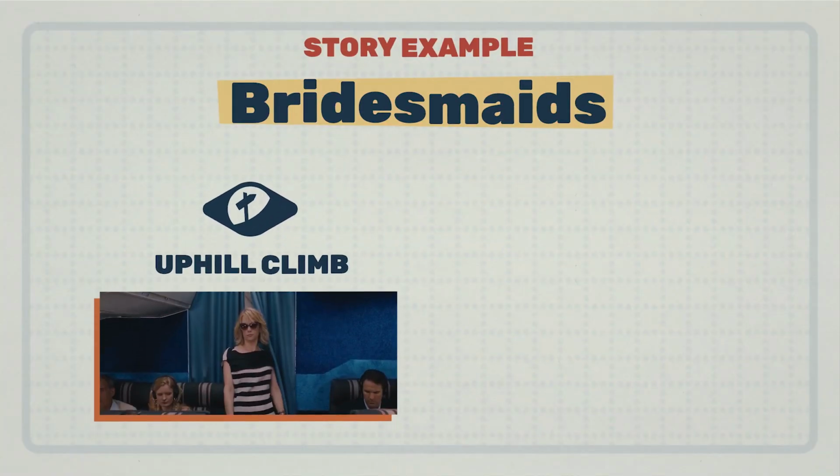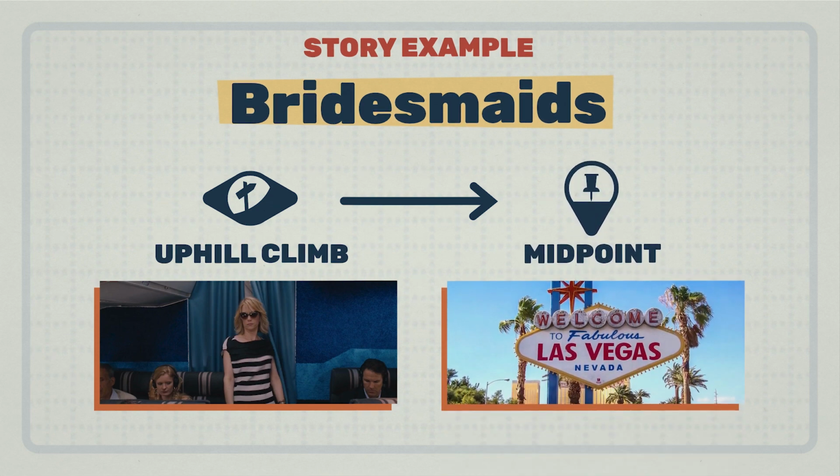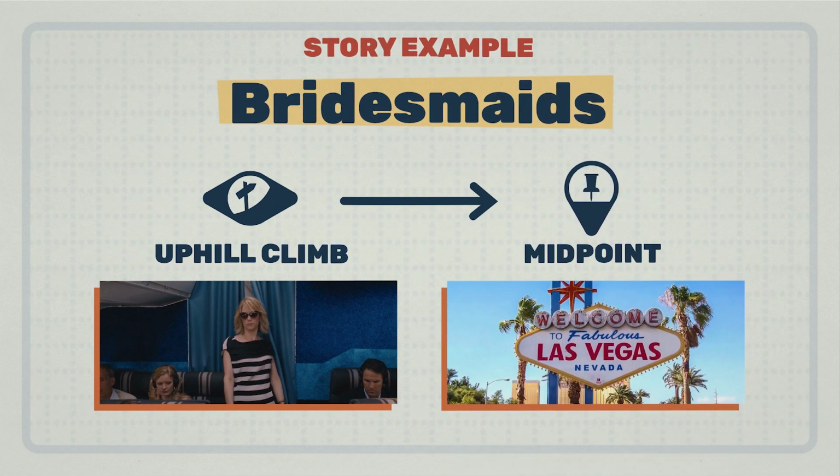Also, feel free to use the uphill climb to trick your audience. There's an absolutely genius example of this in Bridesmaids, when the group of bridesmaids decide to head to Vegas for their bachelorette party. Remember that scene when they party in Vegas? Oh, you don't? That's because they tricked you with the uphill climb. It takes place on a plane headed to Vegas. And so in our minds, we expect the bachelorette party in Vegas, both a destination and an event, by the way, to be the midpoint.